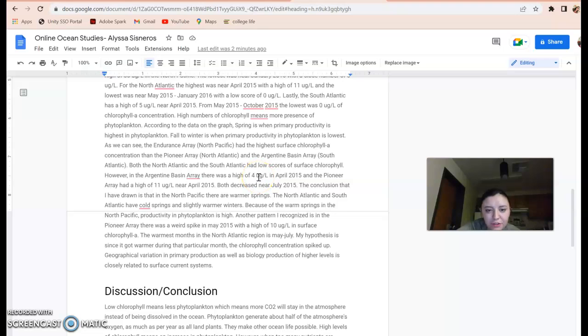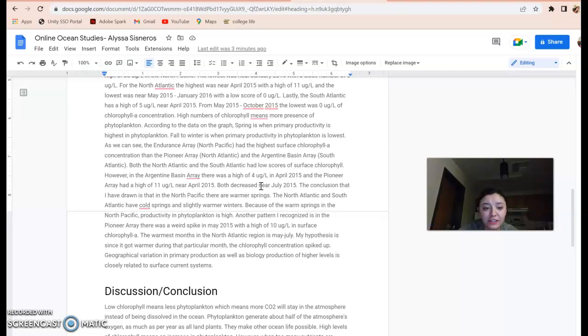Both the North Atlantic and South Atlantic had low scores of surface chlorophyll. However, in Argentine Basin Array, which is the South Atlantic, there was a high of 4 in April of 2015, and the Pioneer Array had the high of 11 near April 2015. So both decreased near July of 2015.